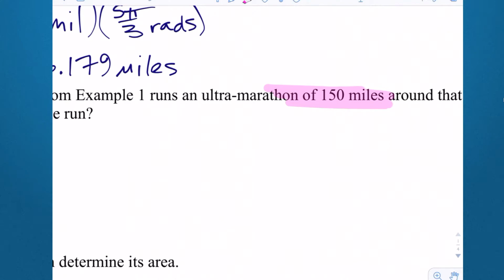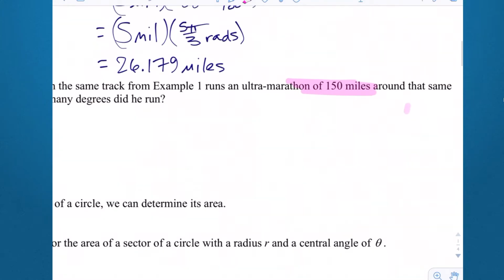You probably don't eat much because you're sweating out a lot of stuff, right? And you're not eating a lot along the way, like a plate of enchiladas. They run like 30 hours. It's crazy. So anyway, let's look at example 2.